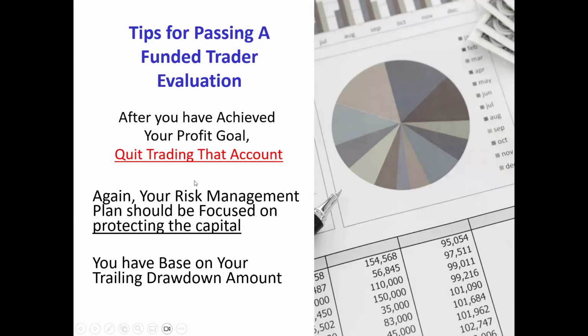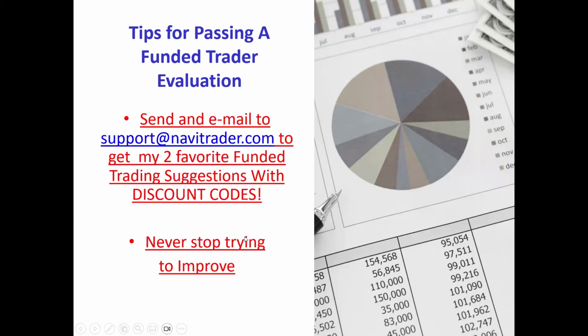All right, here's the final tip, really. After you've hit your profit goal for a specific account, quit trading that account. So let's say your profit goal was $3,000. If you've achieved that $3,000 amount, quit trading the account, and you will now be awarded an actual live trading account.